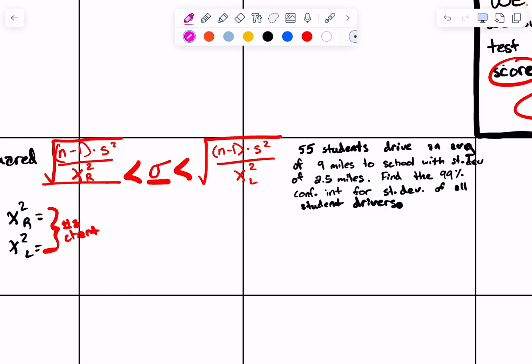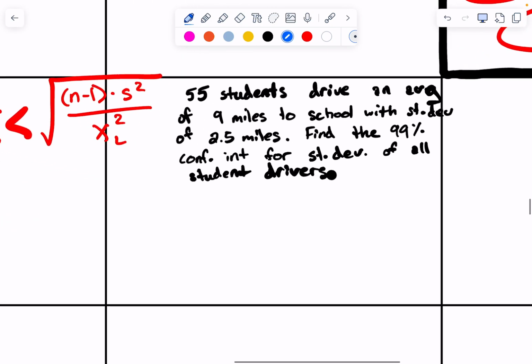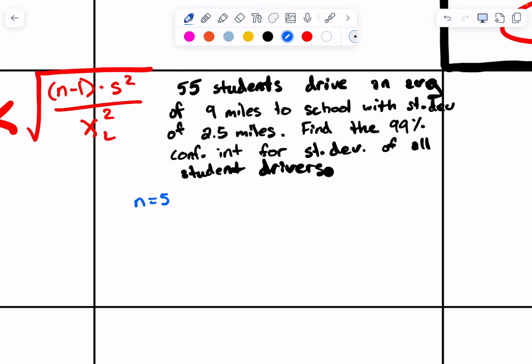All right. 55 students. What's 55? N. Drive an average of 9 miles. What's 9? That's X bar. We don't need it, but I gave it to you anyway, because sometimes you're given more things than you need. S is 2.5. Find the 99% confidence interval.